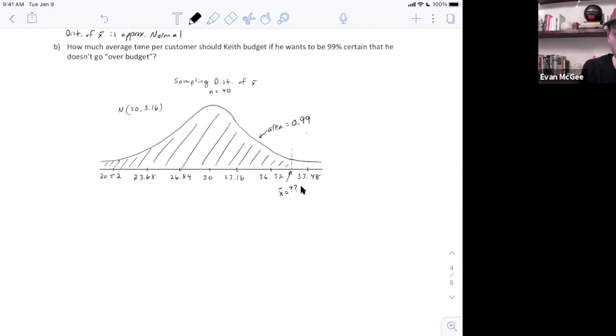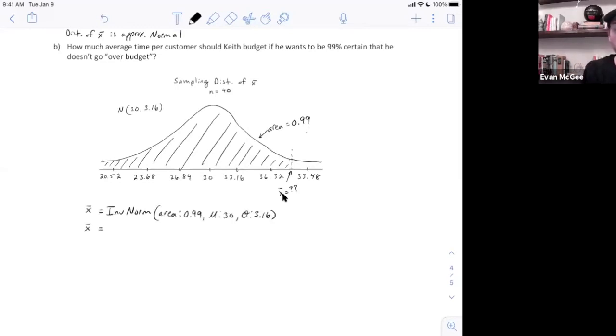He wants to know what X bar is going to be above 99% of all possible X bars, because then he'll be 99% confident that he won't go over budget. So instead of in the previous problem where they give us an X bar and we calculate a probability, now they've given us an area and they want to know what X bar this is, what percentile this is. So we just have to go in reverse and do our inverse normal calculations in the calculator.